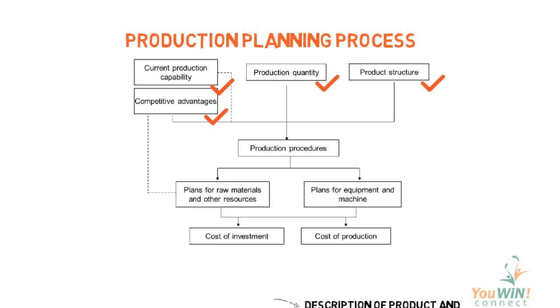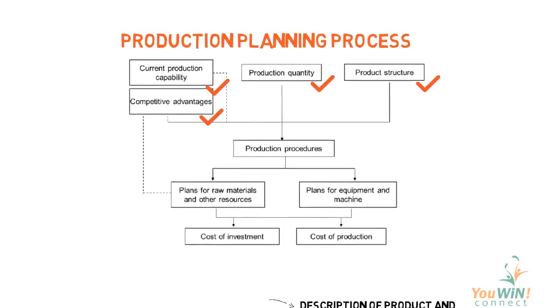Also, all of these factors that have been outlined above, that's the product structure, product quantity, current production capacity, competitive advantages, would influence the production procedures. For example, if we're adopting an outsourcing model, it affects the amount of space that we need within the organization. It would also have a bearing on how quickly we can bring things to the market, and also if we're stocking raw materials or not.